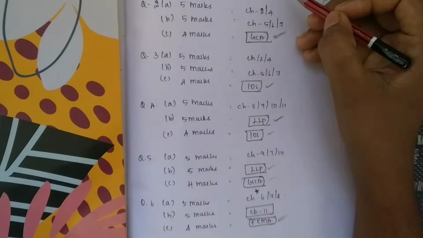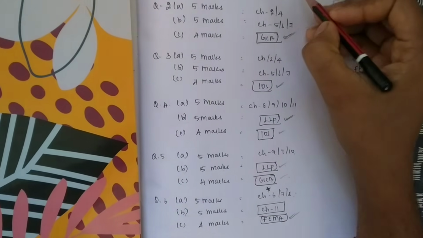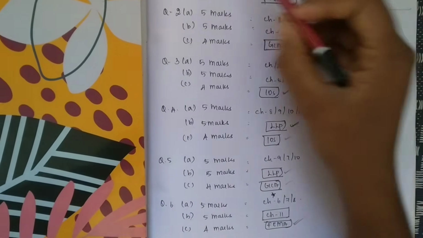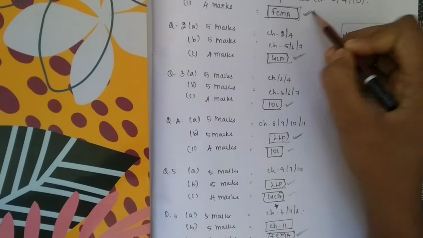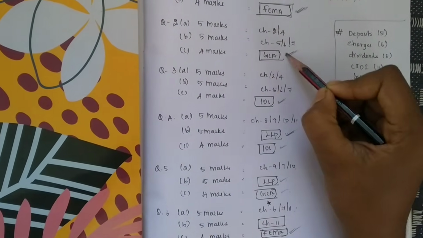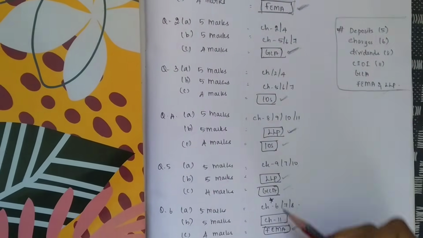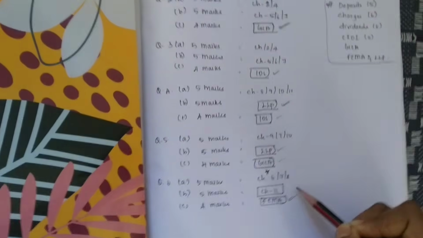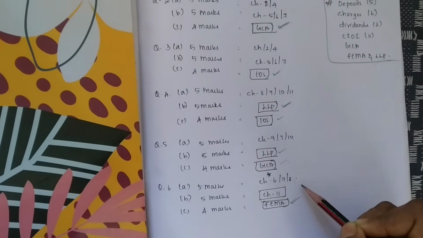So the box which I made from the very beginning to the question 6, it is the fixed question. So always question number 1C will be FEMA only. Always question number 2C will be GCA only. Same like that only, it will get repeated. Here I will tell you about some secret about it.